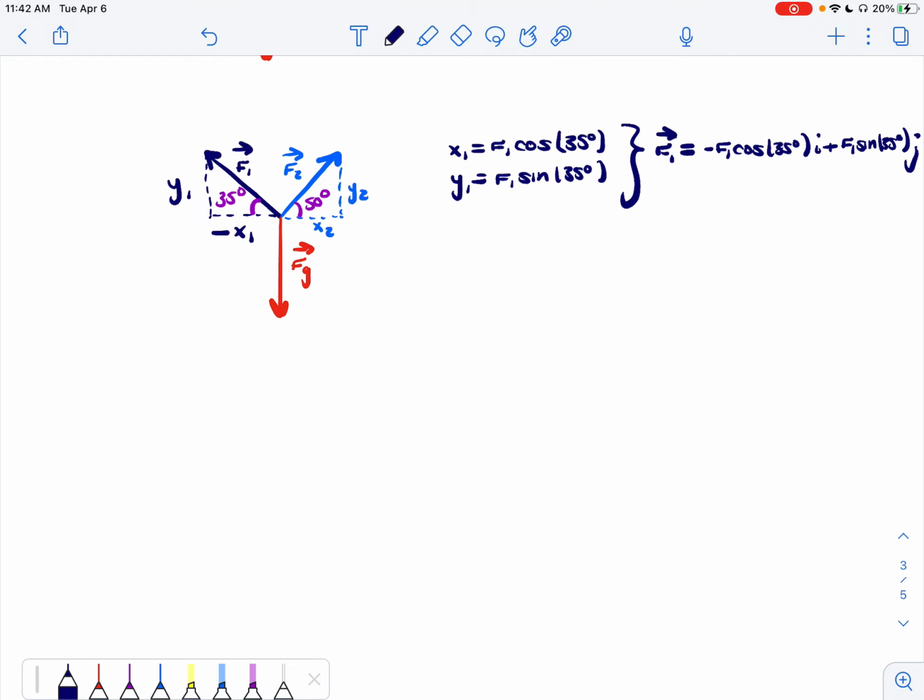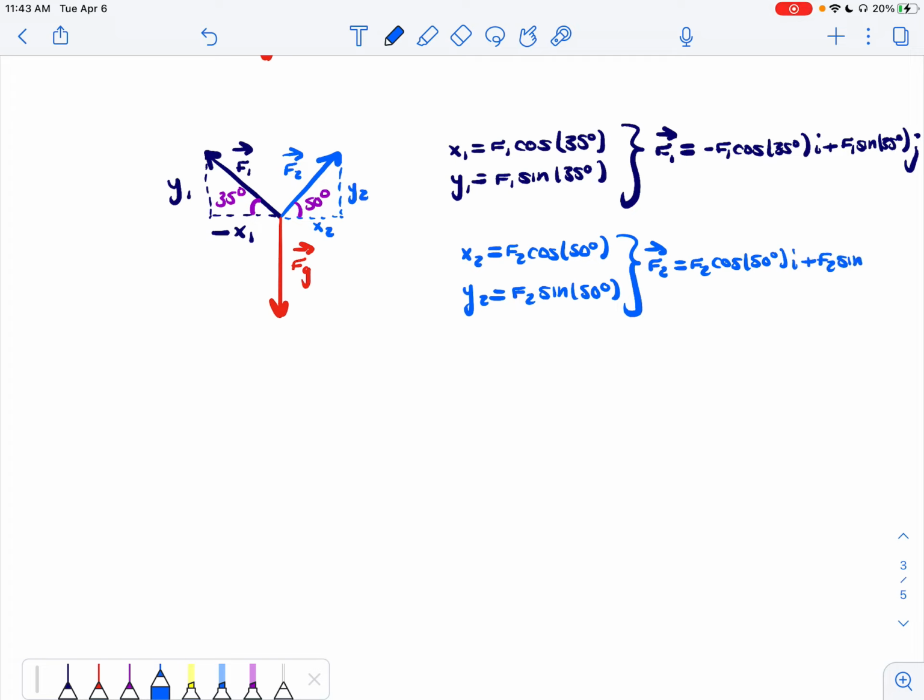Now let's jump over to our cable on the right. X2, that's our horizontal component, is going to be equal to F2 cosine of 50 degrees. And then Y2 is going to be equal to F2 sine of 50 degrees. So putting that together, our force vector is going to be F2 cosine of 50 degrees in the i direction plus F2 sine of 50 degrees in the j direction.